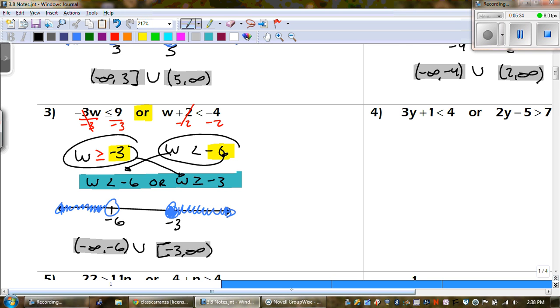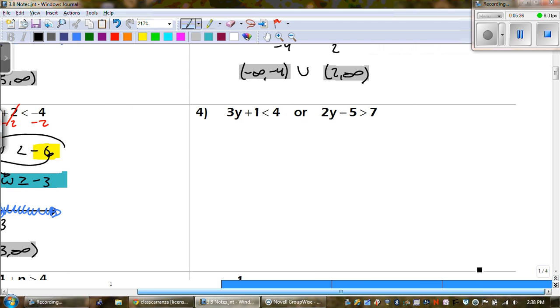You guys starting to get a hang of it? Cool. Why don't you try number 4? Let's see if you can solve both of them, and then we'll work on the graph together. Pause the video, and good luck.